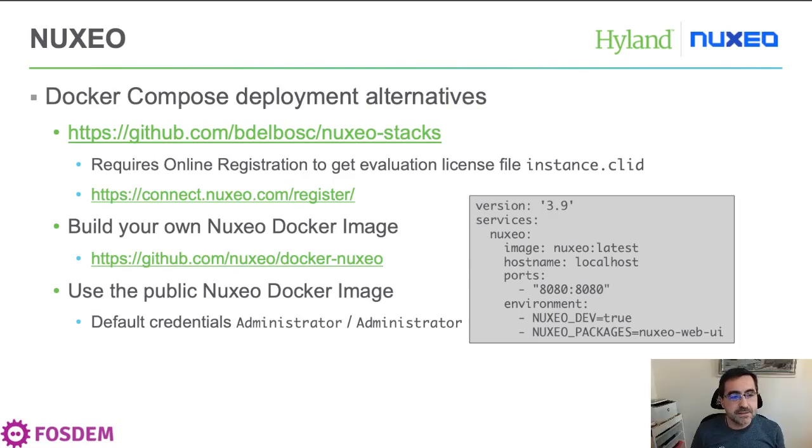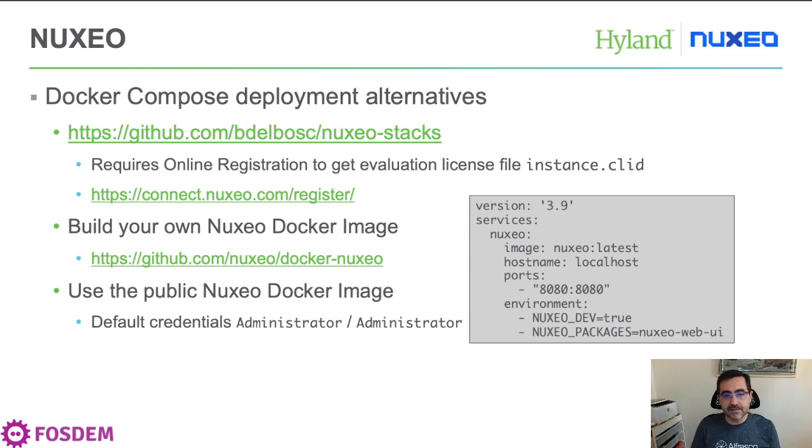So let's explore the different alternatives to install Nuxeo by using Docker Compose. In the same way, Nuxeo can be deployed by using some other methods we are going to review later, but we are going to focus on the Docker Compose deployment. So the first project we are going to review is this community contributed project, Nuxeo stacks, that requires an evaluation license, that instance CLID file that you can get from Nuxeo support.